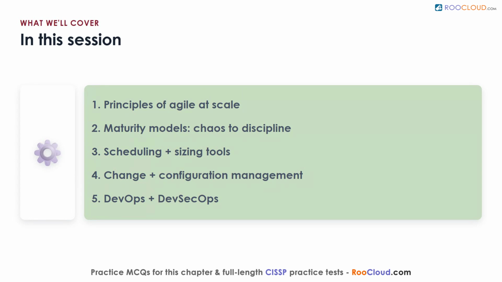We'll answer several questions. What principles guide Agile at scale? How do maturity models chart the road from chaos to discipline? What tools help you schedule and size a project? How do change and configuration management keep production safe? And how do the modern DevOps and DevSecOps approaches fold everything together?